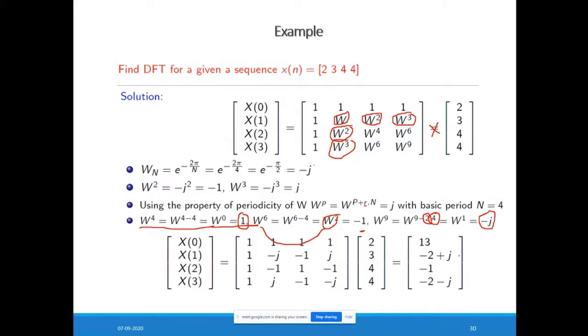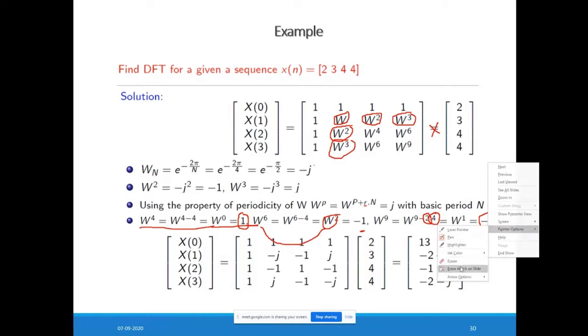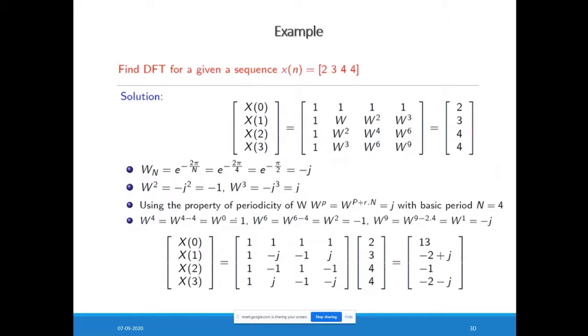And now your matrix will become like this. Just a second. Here the first row and first column values are fixed. Omega we have calculated as minus j. Then omega 2 is minus 1 applied, omega 3 is j. Again omega 2, omega 3, the same values we applied at these places. Now omega 4, as we have calculated, is nothing but omega 0. Omega 0 has value 1, so we can apply the value 1 over here.